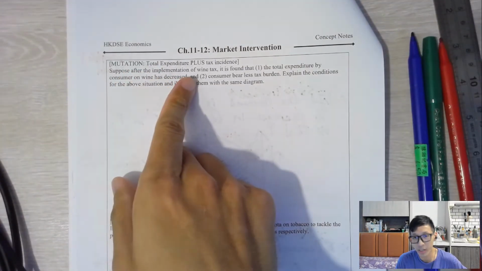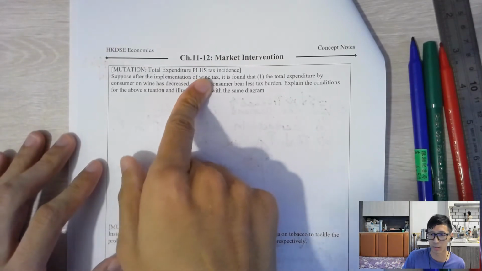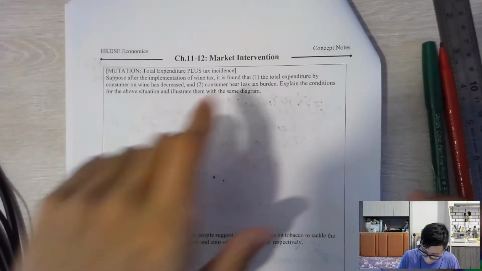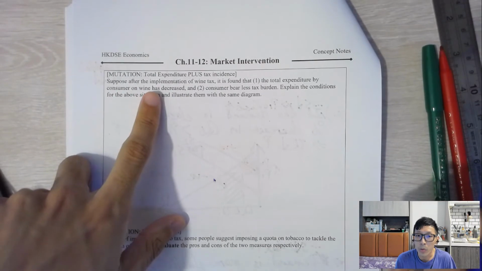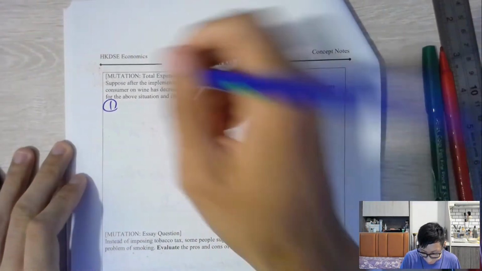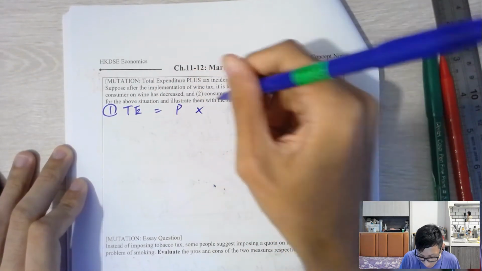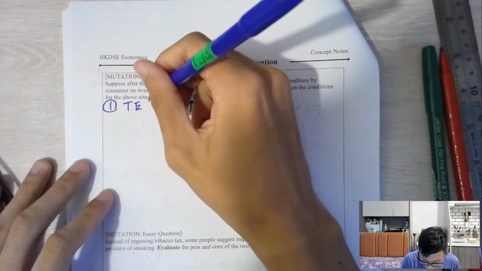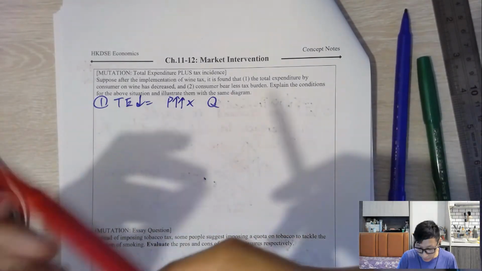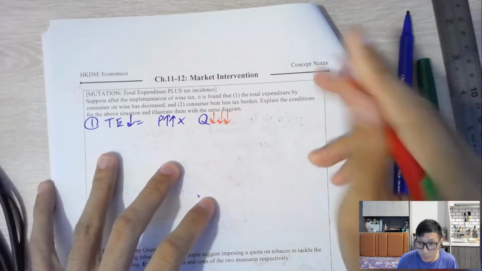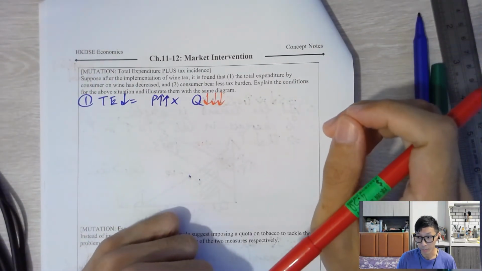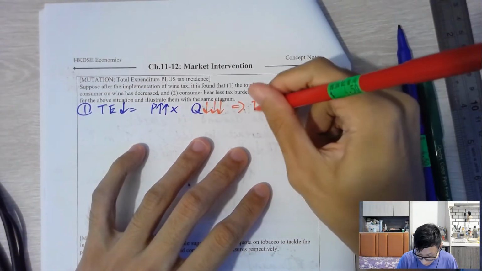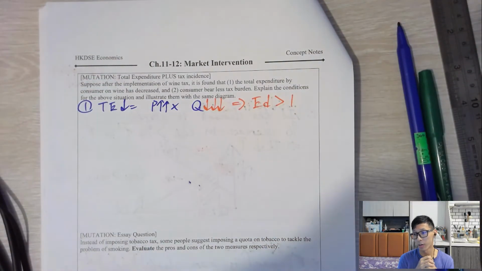我們看一看這條發生什麼事啦。Suppose after implementation of our wine tax, for our purpose, our per unit tax. Two things happening. Total expenditure by consumer has decreased. 什麼意思啊? TE equals to P times Q. We know after tax, P would increase, right? Found that TE needs to decrease. What does that mean? It means that to balance this equation, we need to have Q dropping faster than P. It means that condition number one, ED needs to be bigger than one.